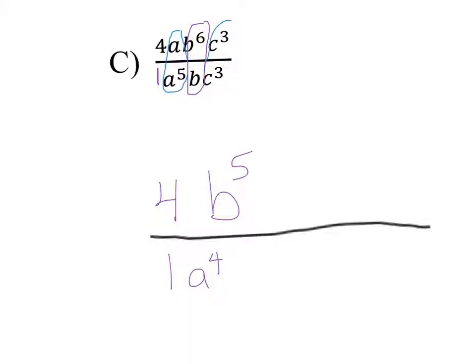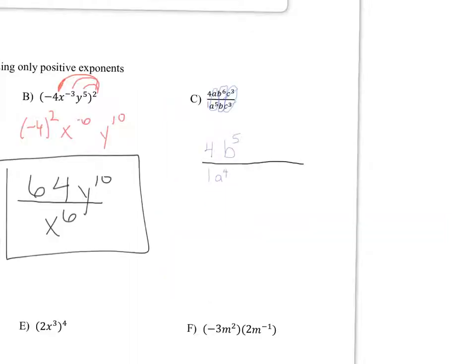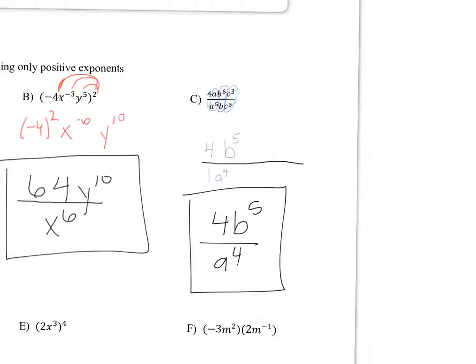And then finally I look at my c's. Well, in this case, they're the exact same. If they're the exact same, they completely just cancel each other out. So you could leave your answer written like that. I personally don't like how I drew that long line there. So I'm going to just write 4b to the 5th over a to the 4th. And that right there is my final answer.